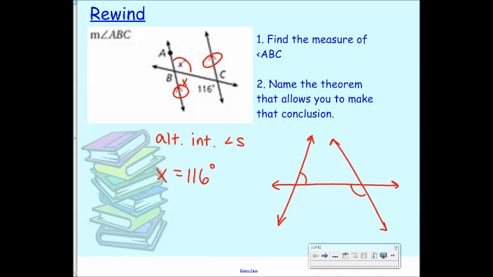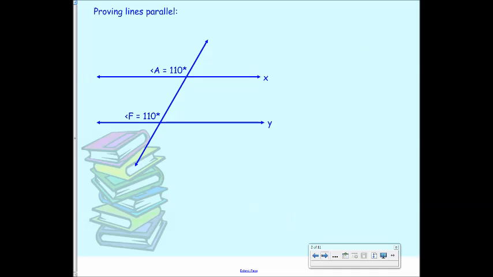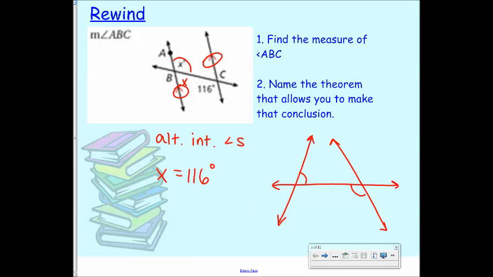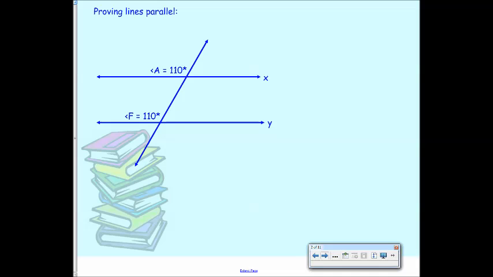So if I told you something like this, if I told you that angle F is equal to 110 and angle A is equal to 110, then what do you think you could tell me about lines X and Y? So think back to what we said before in the rewind. Because these lines are parallel, I can say what about these 2 angles? They're congruent. If I tell you the angles are congruent, what could I tell you about the lines? Not that they're congruent. The lines can't be congruent because they're just infinite.